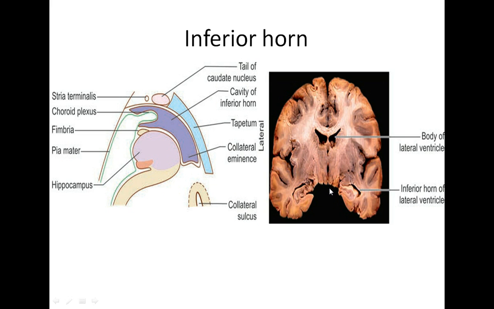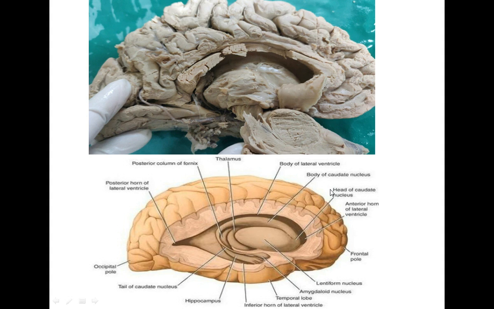The cavity is bounded above by the roof. These structures are continued into the roof of the inferior horn from the floor of the central part. In the previous section we have already discussed that the structures which form the floor of the central part continue as the structures of the roof of the inferior horn.